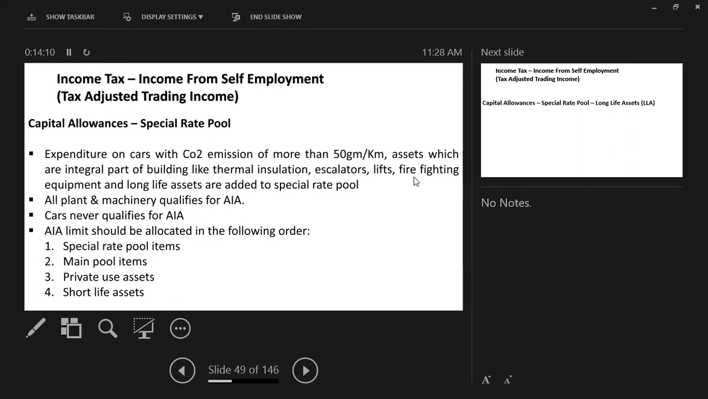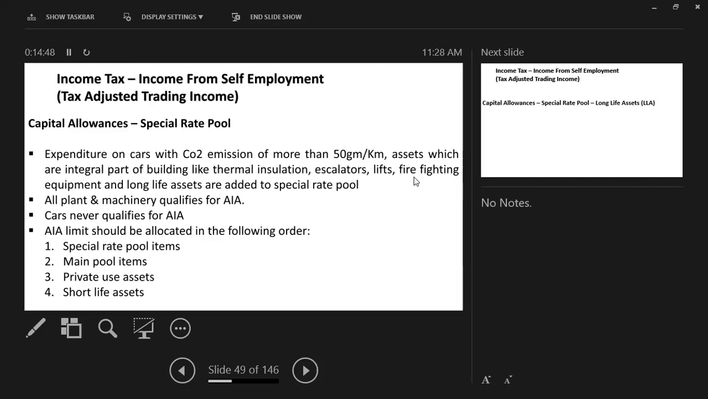For example, if the investment in main pool, special rate pool, private use asset and short life asset is all below 1 million, it doesn't matter which order you use, all the expense will be relieved against the AIA. The order will matter if the investment is more than 1 million, because we have to decide which item should be claimed against AIA. Even if we don't claim AIA on an item, it's okay, we can still claim its expense at the earliest, just like short life asset. So we have kept the short life asset at the last.